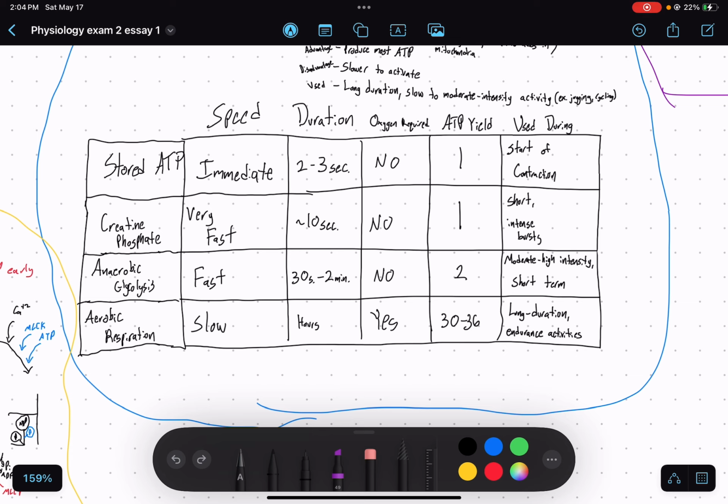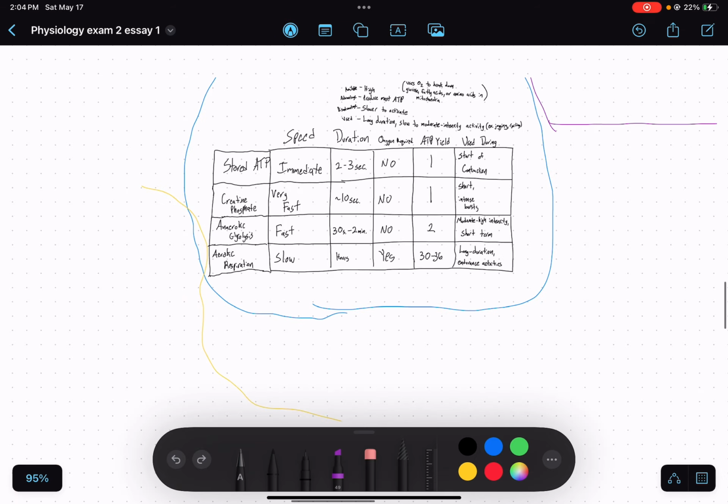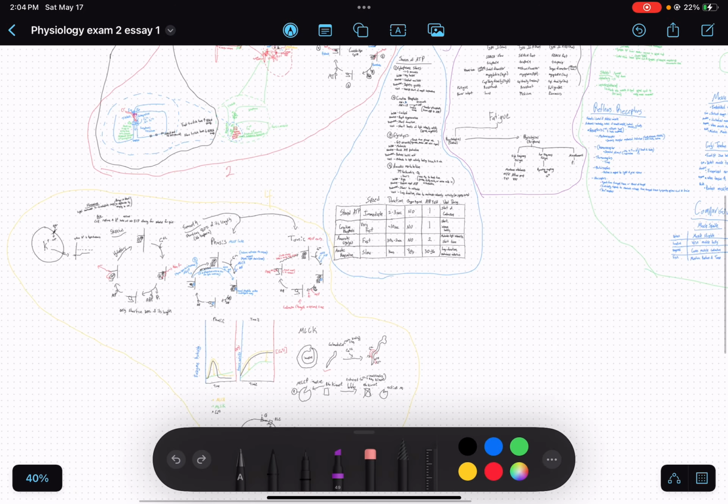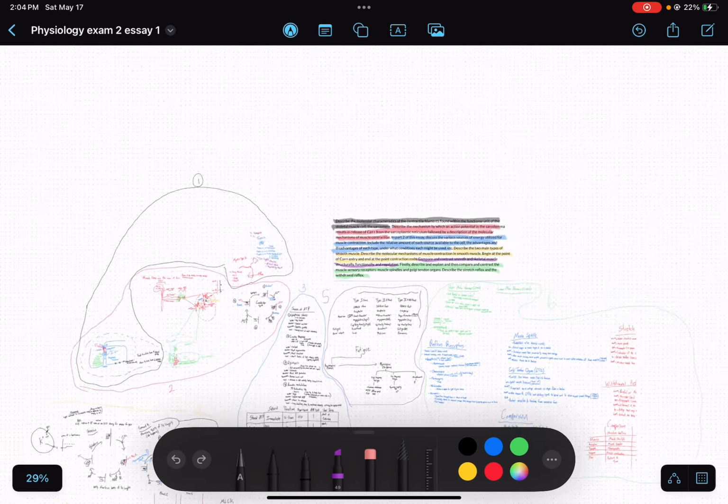Aerobic is slow in speed. Duration lasts hours, and oxygen is required along with yielding 30 to 36 ATP with long duration and endurance activities, which allow you to do those different types of things.